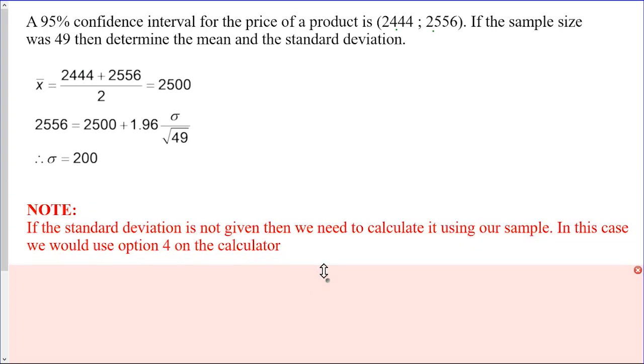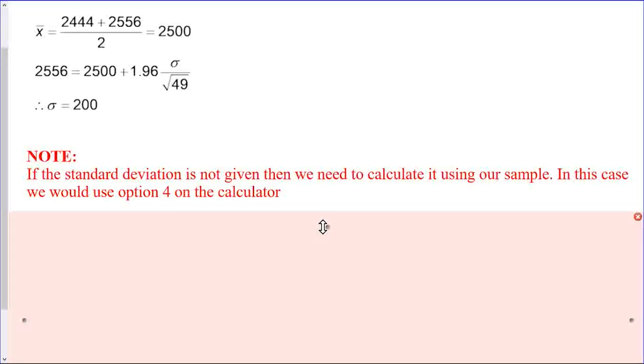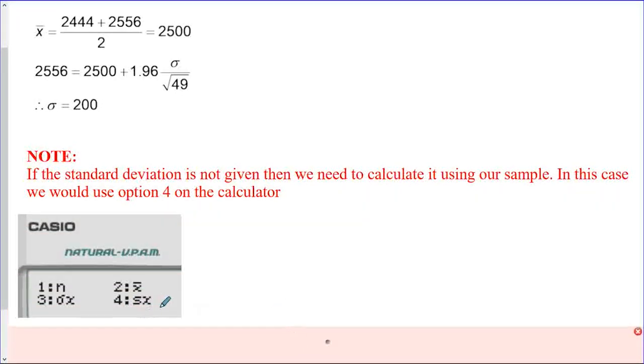Note just an important thing. If the standard deviation is not given in the question, and we've got our sample, then we need to calculate it using our sample. In this case, we would find S on our calculator. We'd use the sample standard deviation rather than the population standard deviation. Interestingly, in core maths, it's kind of a standard approach whereby we always use sigma, which is the population standard deviation, which is a bit bizarre because most of statistics is about sampling. So in fact, it would typically be more accurate and more correct to use the sample standard deviation of S.